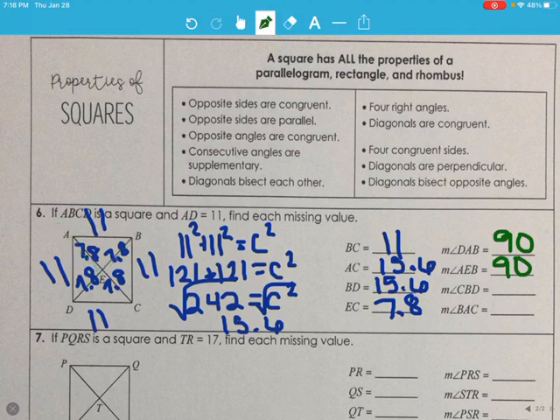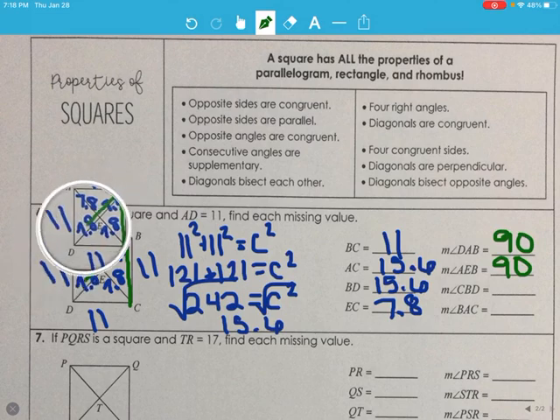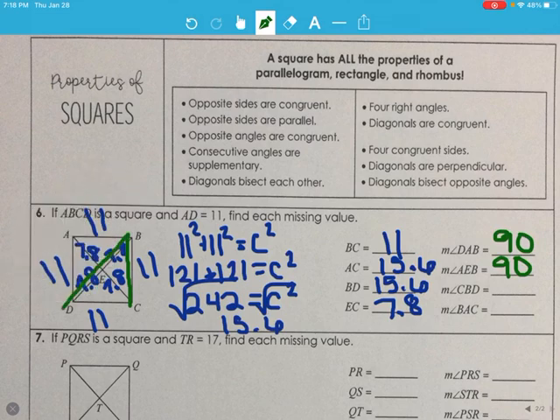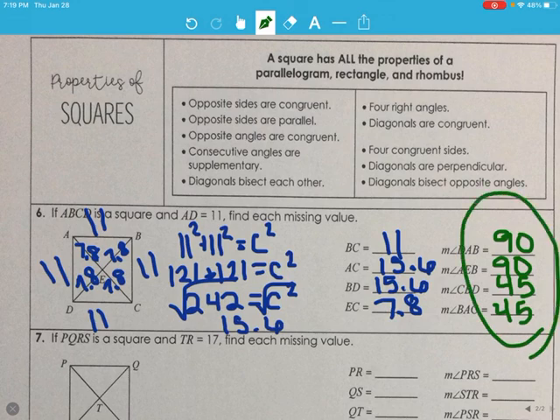CBD, C to B to D. Notice this time I'm not making that whole angle, so that means it has to be a 45. I love squares. Makes things so much easier. BAC, B to A to C. Again, it's not all of angle A, so that is another 45. When dealing with squares, you've got two answer options. It's either going to be 90 or it's going to be 45-degree angles. So just pay attention to what they're asking for, okay?